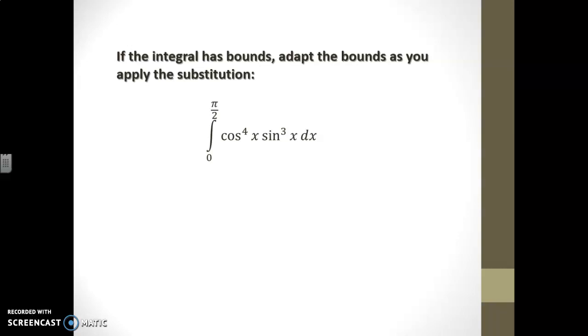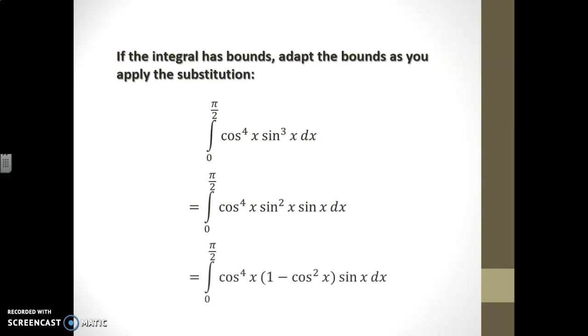For example, here is an odd power of sine situation with fixed bounds 0 to pi over 2. We're going to follow our procedure as we did in our previous example. Our first step is to move a sine of x aside along with the dx. In step 2, all remaining sine square of x have to be replaced by 1 minus cos squared of x.